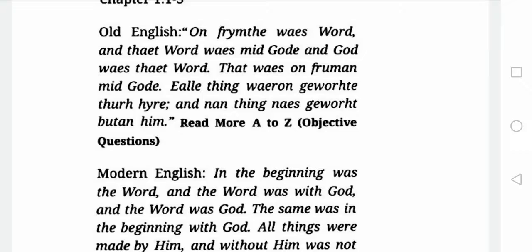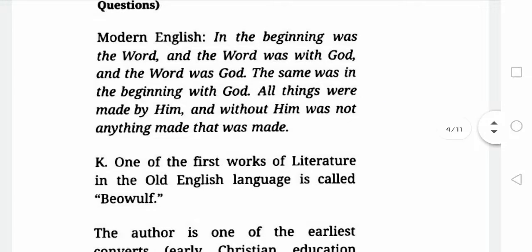Now talking about Modern English: in the beginning was the Word. The Word was with God. The Word was God. The same was in the beginning with God. All things were made by him.